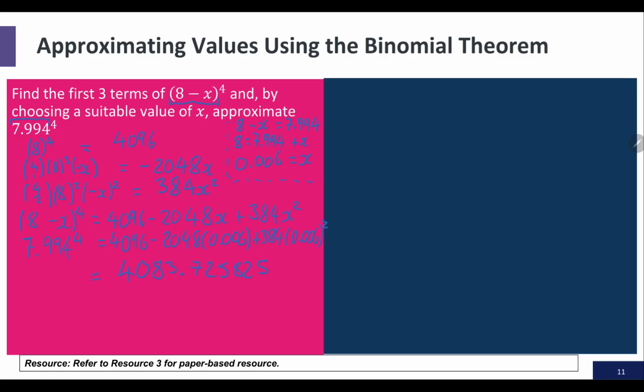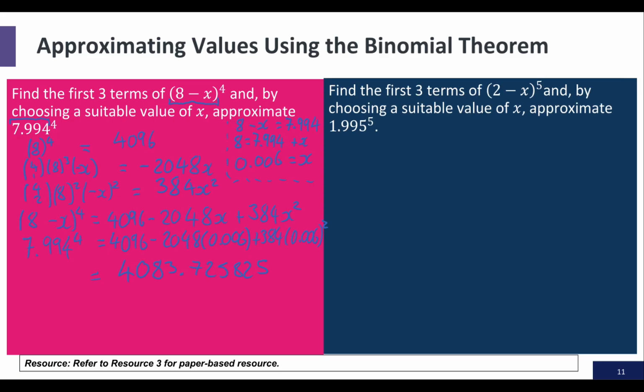So in my calculator, I'm also typing 7.994 up to the power of 4. And you can see it's very, very close. In fact, it's really, really close. Here's your question. Pause the video and have a go now.